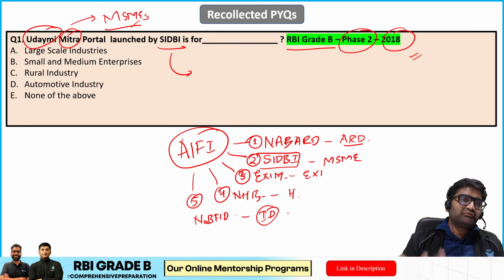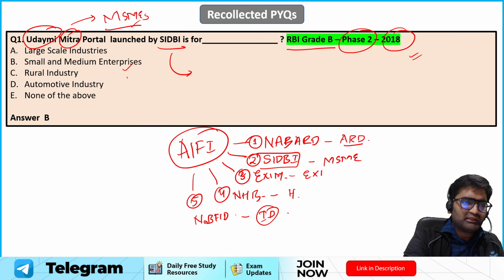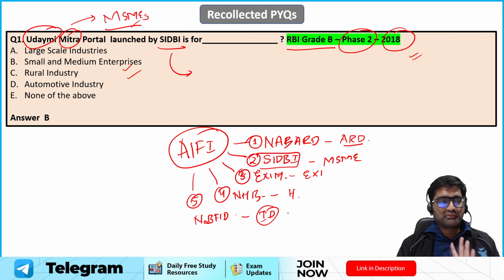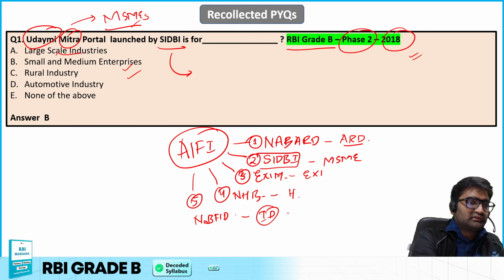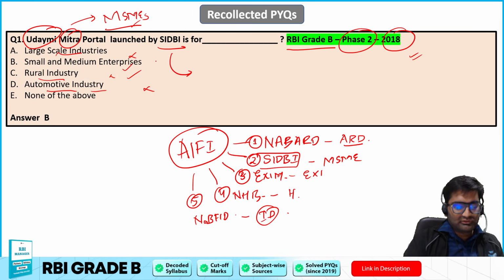Okay, so obviously what will be the correct answer for this question? Yes, you have guessed it right. If you have said B, small and medium enterprises, B is the right answer, not large scale industries, rural industry, or automotive industry. Okay, so that is the thing.